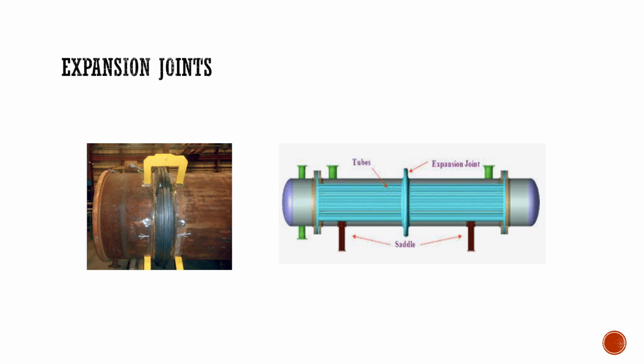Expansion joints are in heat exchanger for the thermal allowances. As you know, there is hot fluid which leads to the thermal expansion of metal, and expansion joints are provided to adjust the thermal expansion of metals.